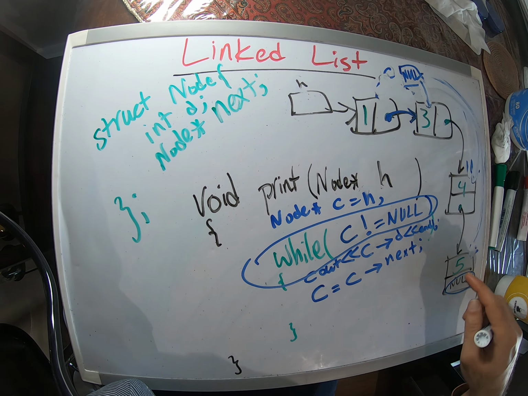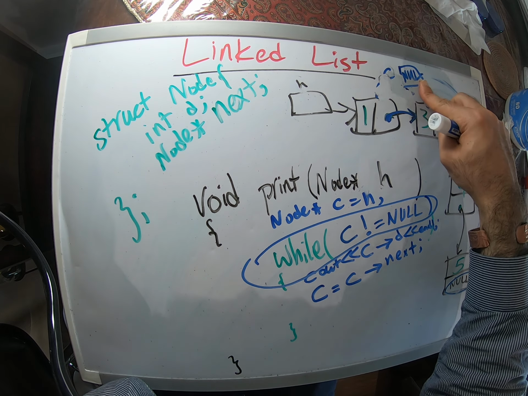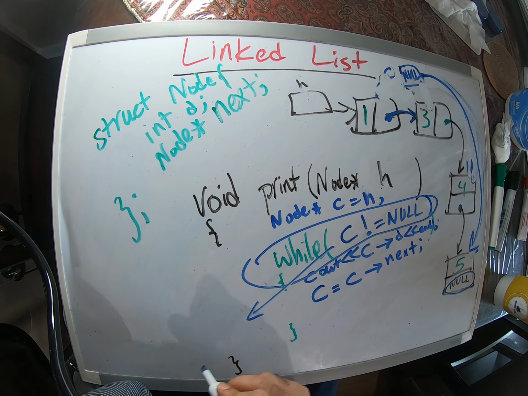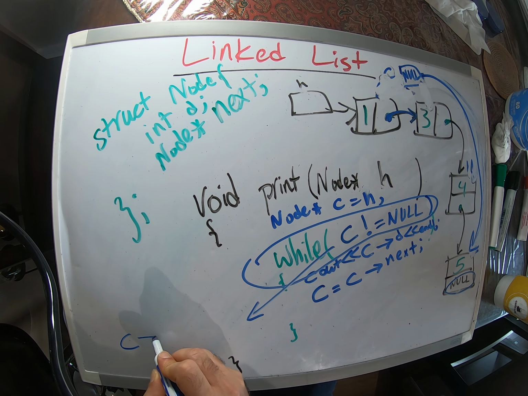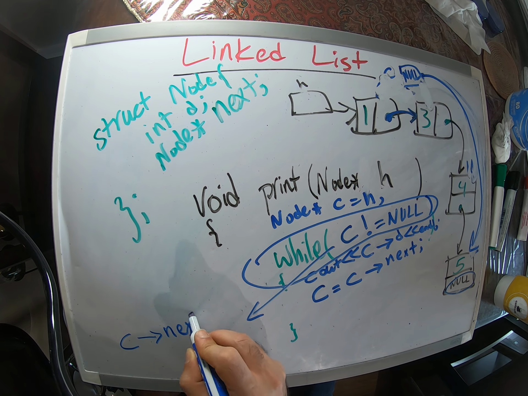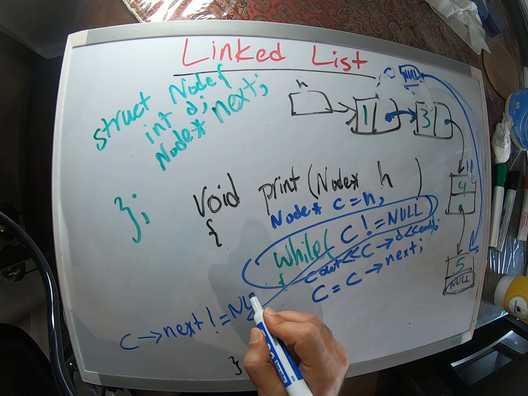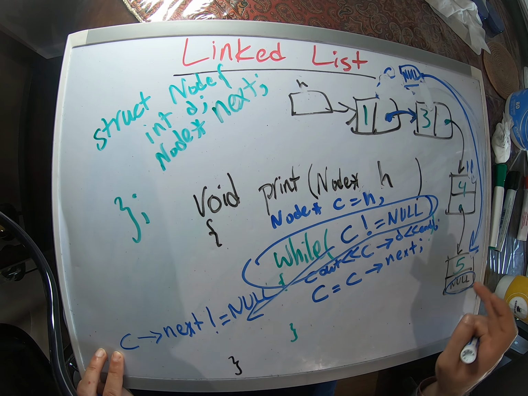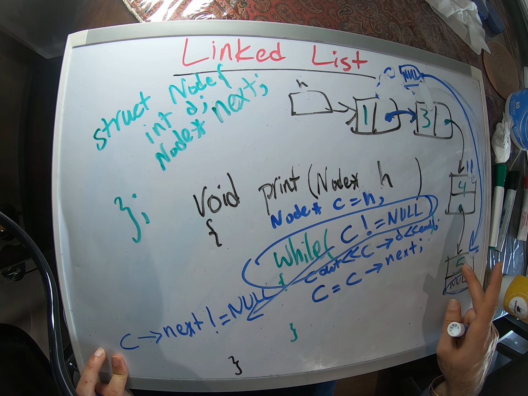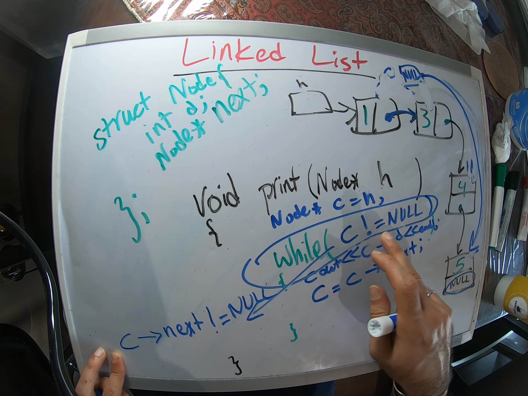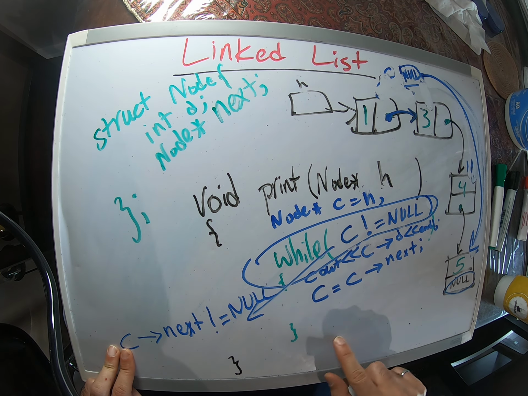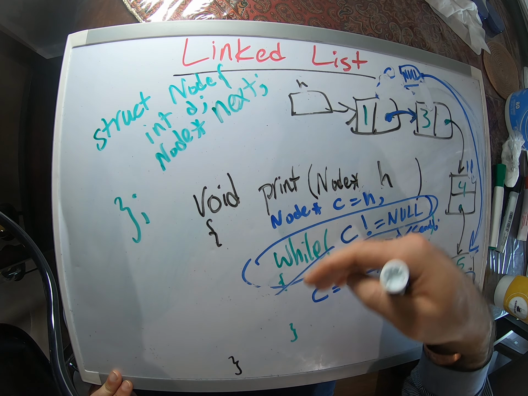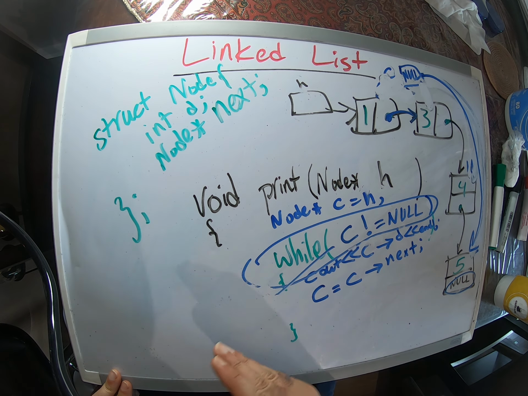In many applications, you might want to stop right here. So in this case, we could also write this as C arrow next is not equal to null. But if we write the condition like this, we end up not printing the last data. That's why I wrote it like this. You might want to write it like this and then print afterwards, but I think this is a better code. So this is how you traverse through a linked list.